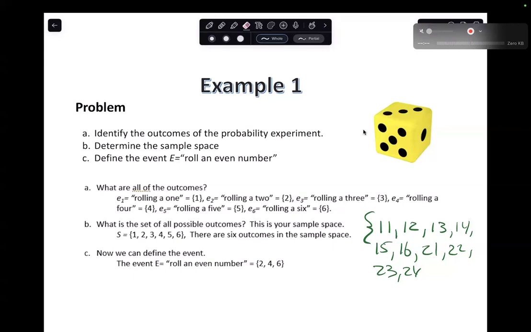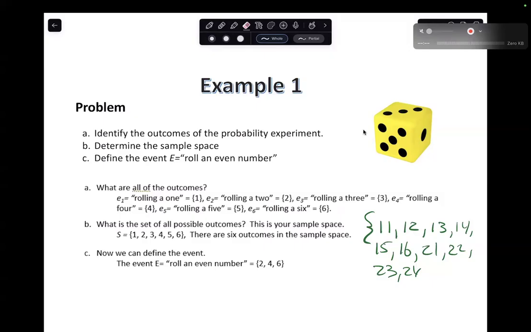But if I was rolling 3 dice, it'd be 1,1,1; 1,1,2; 1,1,3, and on and on and on. And there would be so many. But I'm not going to ask you to do that either. That would be 216 possibilities. We're not going to do that. So this would be your sample space.